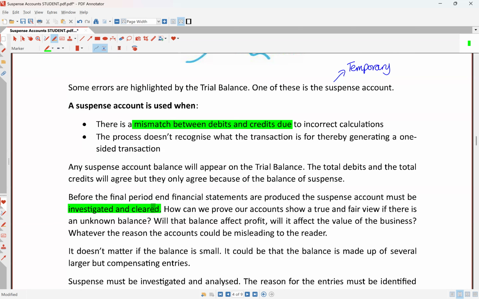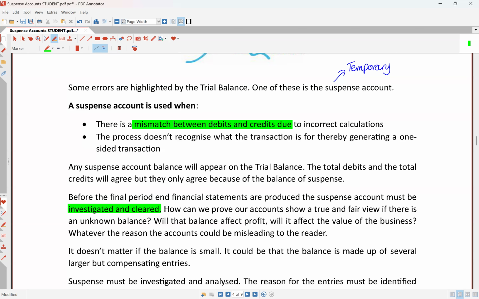Does the balance affect our profit? Is our profit figure incorrect? Does it mean that we should have categorised something as an asset that we haven't? And if that happens, then our value of our business is incorrect. But whatever the reason behind it, we've got to go and change it.